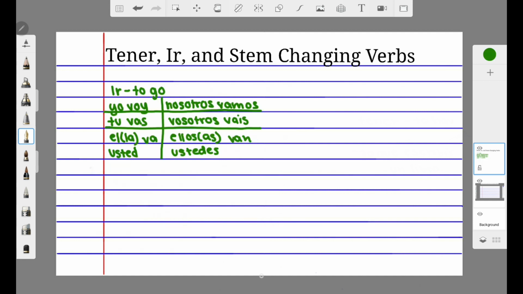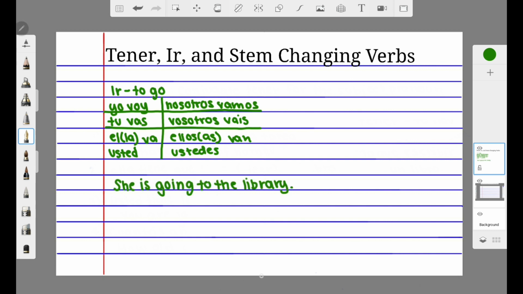Alright, now we're going to talk about ir. The verb ir means to go. And our conjugation chart is yo voy, tú vas, él, ella, usted va, nosotros vamos, vosotros vais, ellos, ellas, ustedes van.